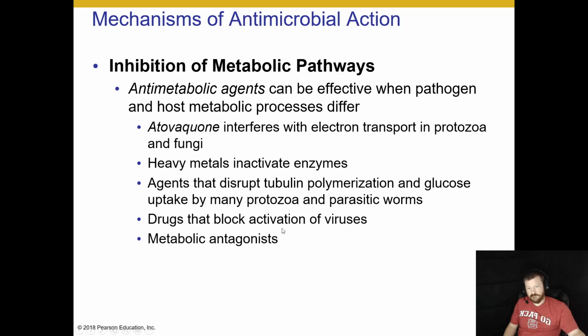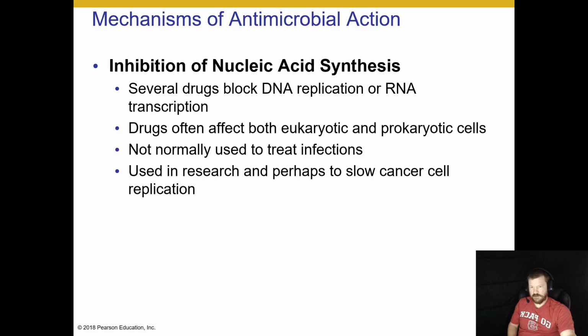If you can block the activation of viruses, whether that be them attaching onto cells or injecting DNA or RNA into a cell, there are plenty of ways to do that. But I don't really consider that a metabolic pathway. Virologists would disagree with me though. And then here they're just saying this is kind of a dustbin, any metabolic antagonist, right? An antagonist is just anything that is counter to. So anything that would be counter to metabolic activity, obviously, would be a way to interfere with or inhibit those pathways and stop microbes from functioning, right?